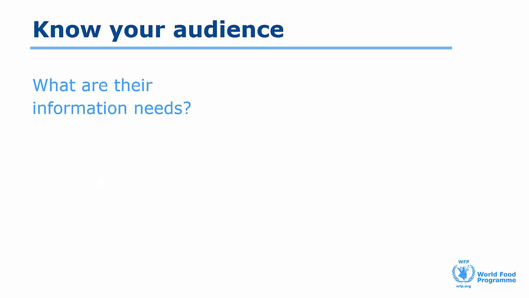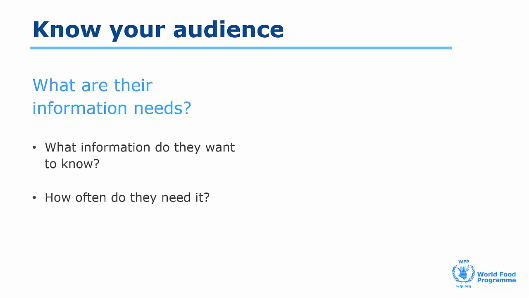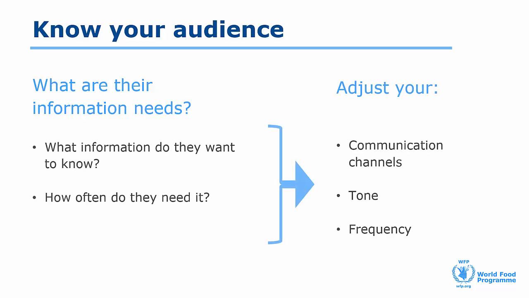Then, think about what information your audience wants to know and how often they need it. You'll have to adjust your communication channels and tone depending on whether you're sharing the results of your surveys, lessons learned, methodology, or news about your project. Make sure that you also consider how often your target audience needs this information. It takes different amounts of time and resources to produce communications products, so don't try and do something too complicated if you only need short, quick updates.